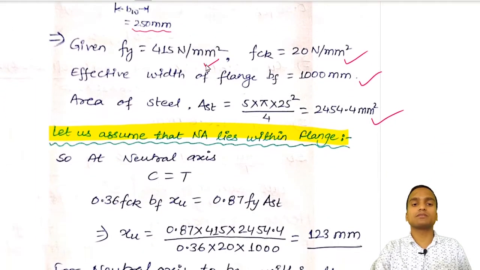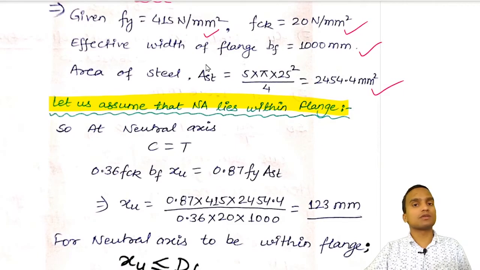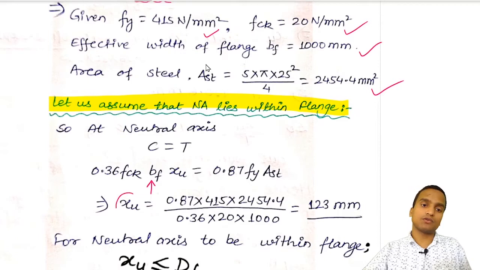At the neutral axis, compressive force equals tensile force, and the compressive force will be calculated simply as we used to do in the case of a singly reinforced beam, but here we use the value of bf, the effective width of flange, not the width of beam in the web portion. This we have to keep in mind, and it has to be equated with 0.87 fy Ast. If we calculate the value of xu from this equation, since all data is given already, it comes out to be 123 millimeter.